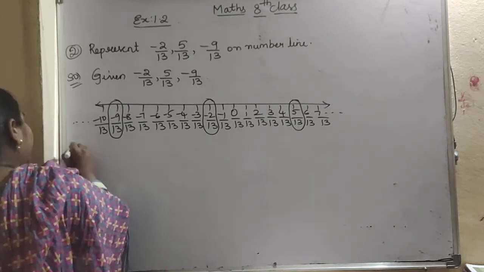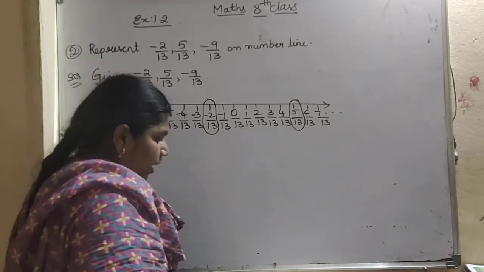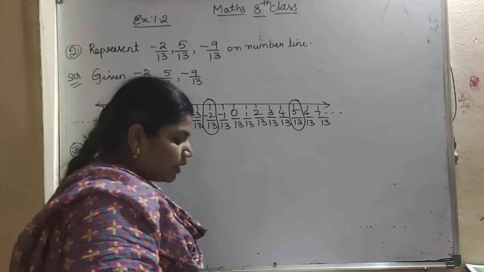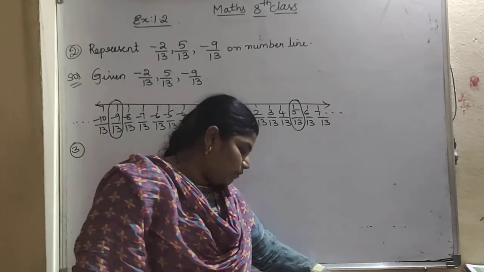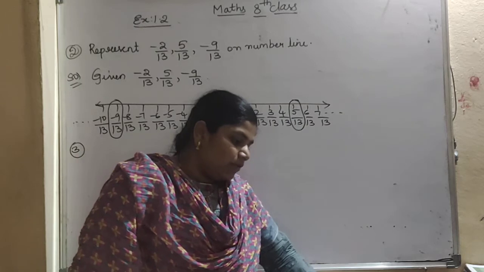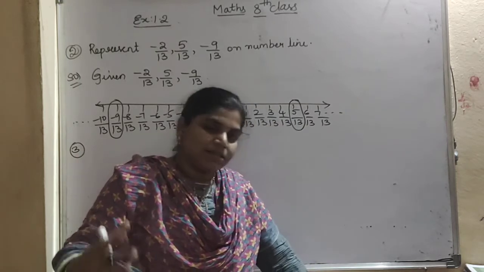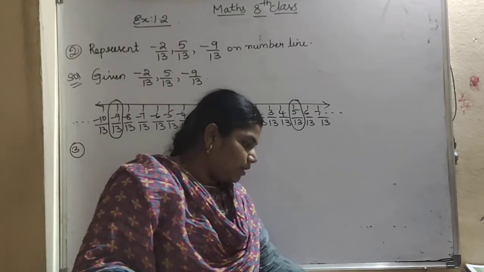So next, third bit. Write 5 rational numbers which are smaller than 5 by 6. We have to write the 5 rational numbers which are smaller than 5 by 6. Smaller values we have to write.